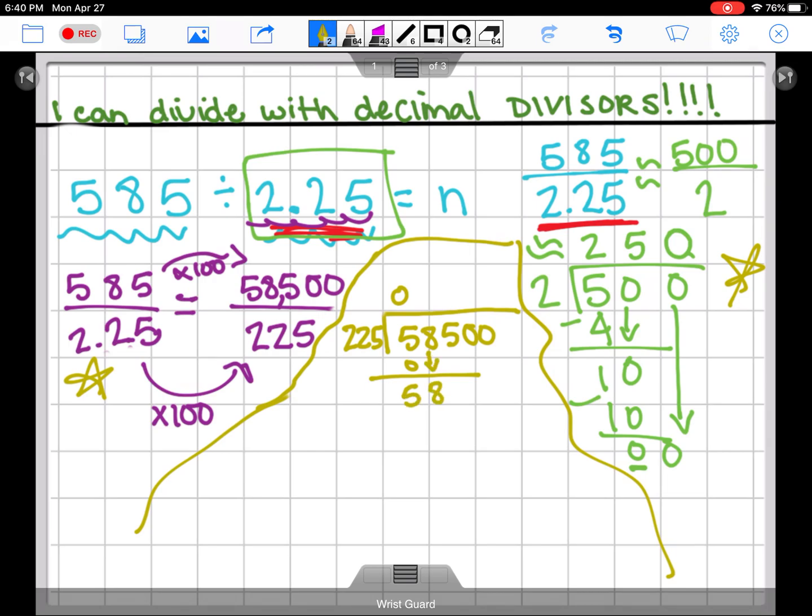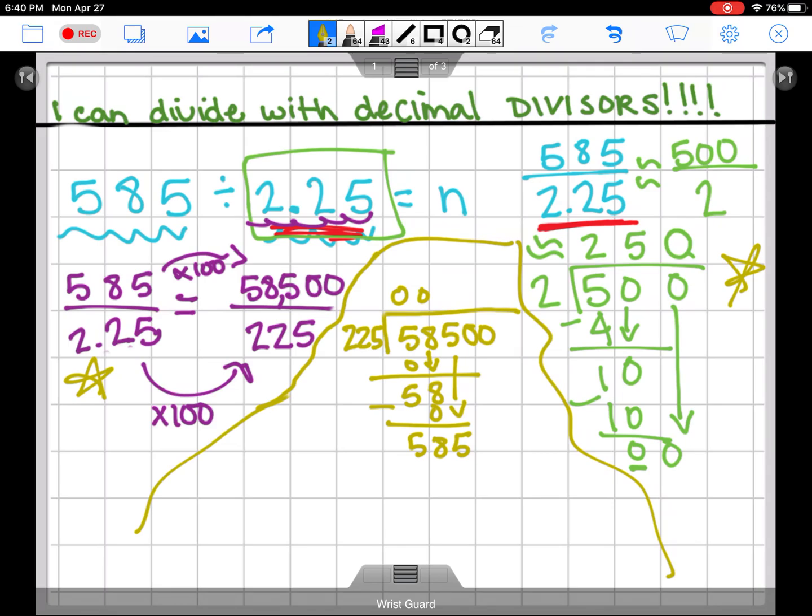Drop down the 8. It can fit into 58 0 times. It's not going to happen. 225 is not going to fit into 58. So a little 0 there. Subtract 58. Drop down the 5. How many times can 225 fit into 585?